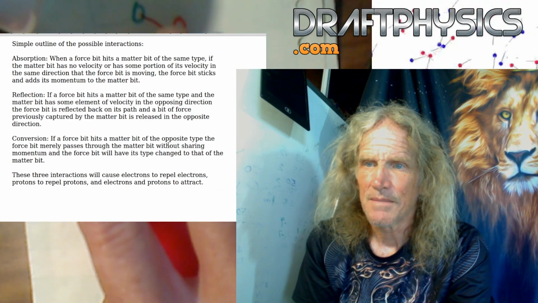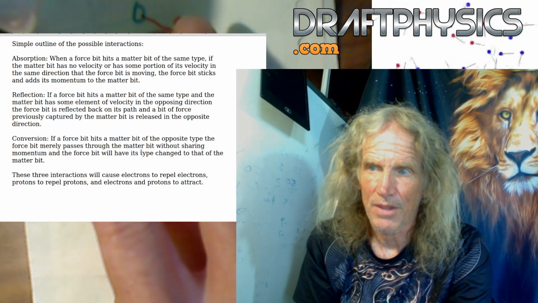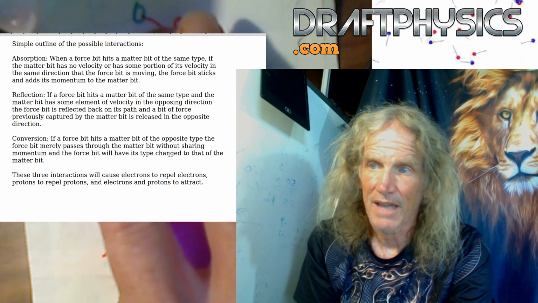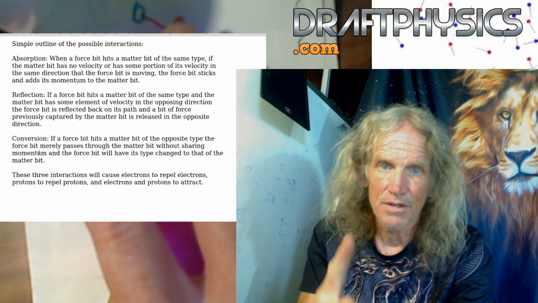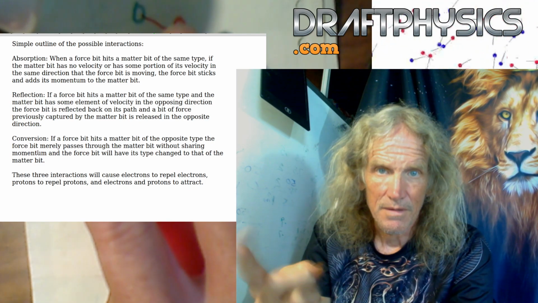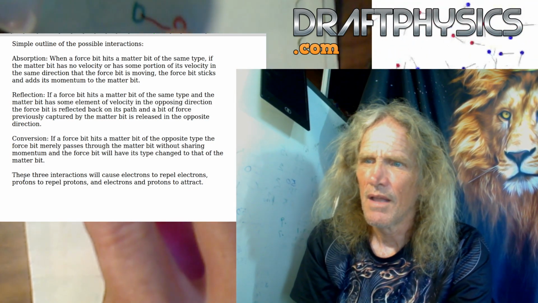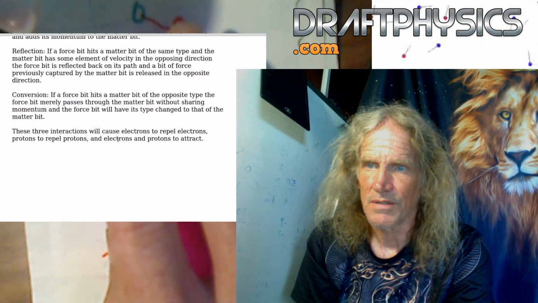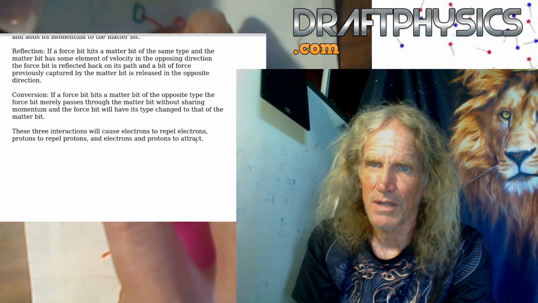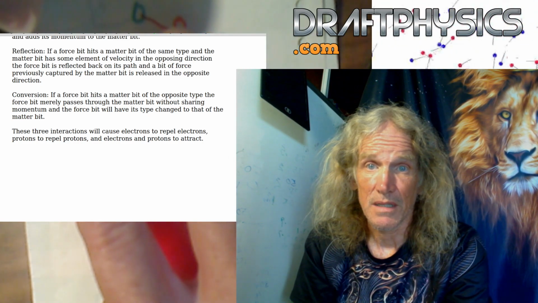If a force bit hits a matter bit of the opposite type, the force bit merely passes through the matter bit without sharing momentum, and the force bit will have its type changed to that of the matter bit. So if red goes into a green, it comes out green. If green goes into a red, it comes out red. These three interactions will cause electrons to repel electrons, protons to repel protons, and electrons and protons to attract. All right, so that seems pretty clear.